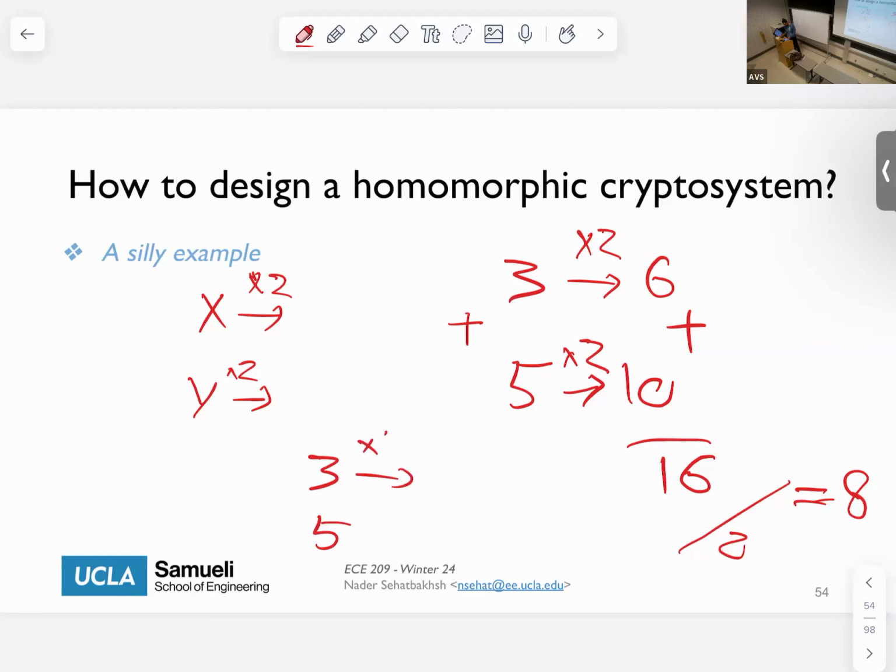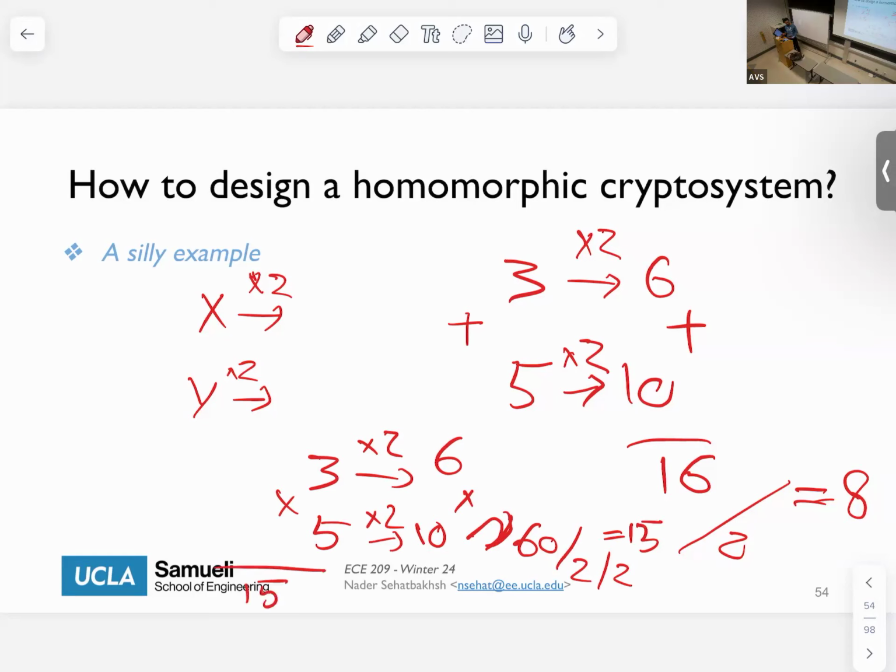If I multiply this by 2, I get 6. Multiply this by 2, I get 10. Multiply these things, I get 60. And then in order to go back to that, I do 2 and 2, because for multiplication the decryption function is slightly different. It's 2 times, divided by 4, I get 15. And if I actually multiply these, I'll also get 15, right? So it works. Yeah, you can do these things.